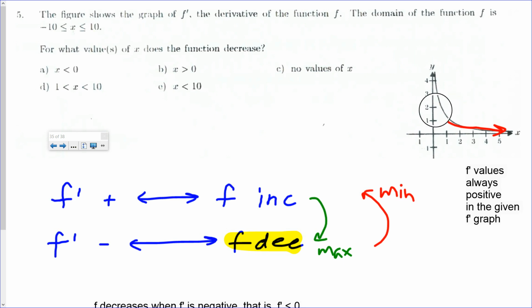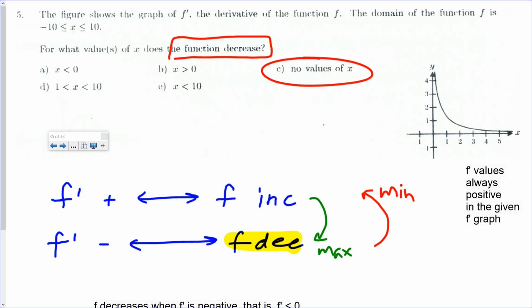All right, let's look at the question. Where is the function decreasing? If you look at what we've memorized on the notation, the function is decreasing when f prime is what? Negative. What did we say about f prime being negative? It never happens. And so the answer is never. No values. If you're confused by this one, I said this is a tricky question. It's because you got increasing confused with positive, or decreasing confused with negative. Does that make sense?